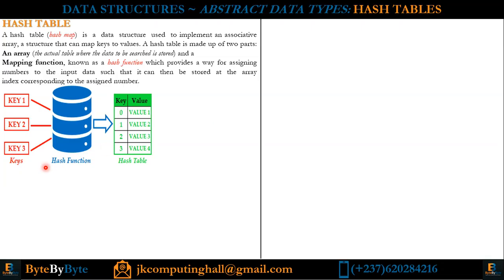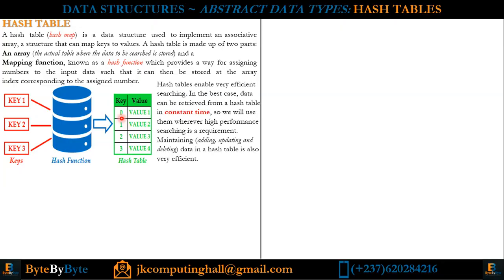This is a typical example of how a hash table functions. We have the different keys as you can see. They are entered inside a hash function. Then from the function now, we have this key. They are now mapped into the hash table whereby we have the value and each value corresponds to a particular key. Hash tables enable very efficient searching.